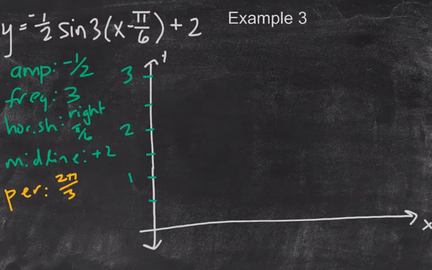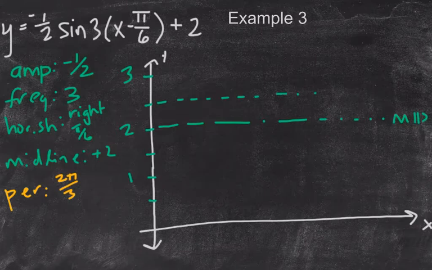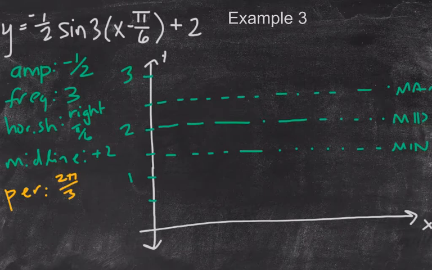Alright, so my midline is at +2. My amplitude is 1/2, so I'm going 1/2 of a unit above to my maximum, and 1/2 of a unit below to my minimum. So there I've taken care of amplitude and midline. I'm going to scale out my y-axis now. I'm sorry, my x-axis now.